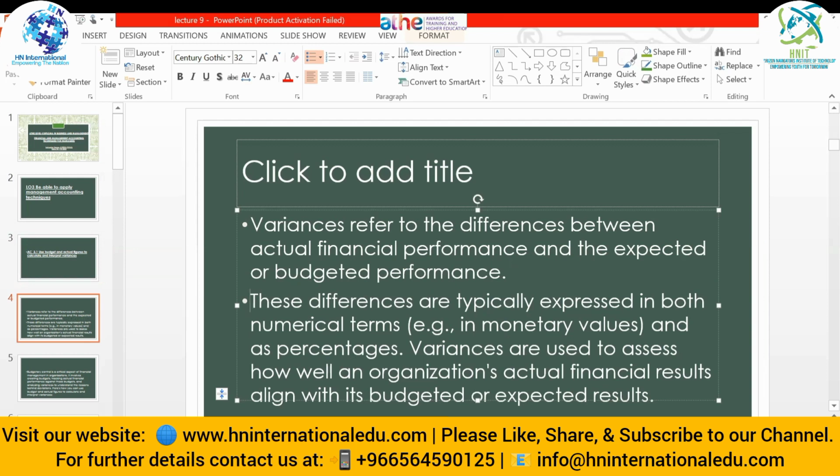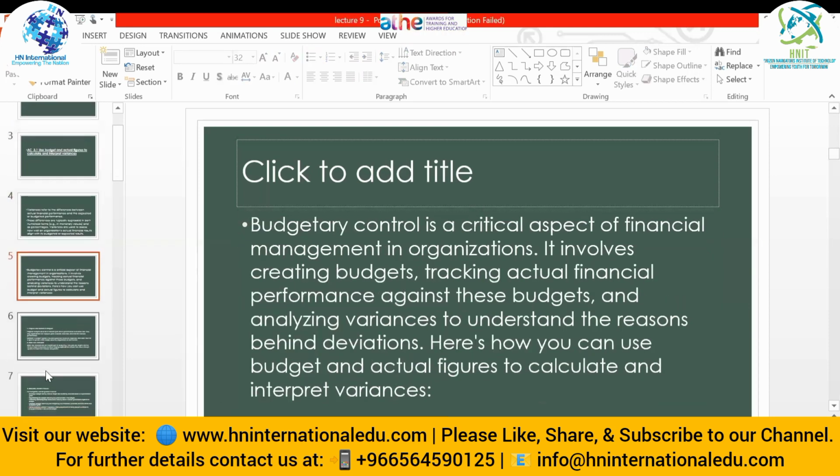Variances are used to assess how well an organization's actual financial results align with its budgeted or expected results. In the same way, when we align our decision-making skills with the strategic one and with the organization's, the variance also plays the same part. How we can depict the financial results which we have already achieved and the ones which we budgeted or assumed.